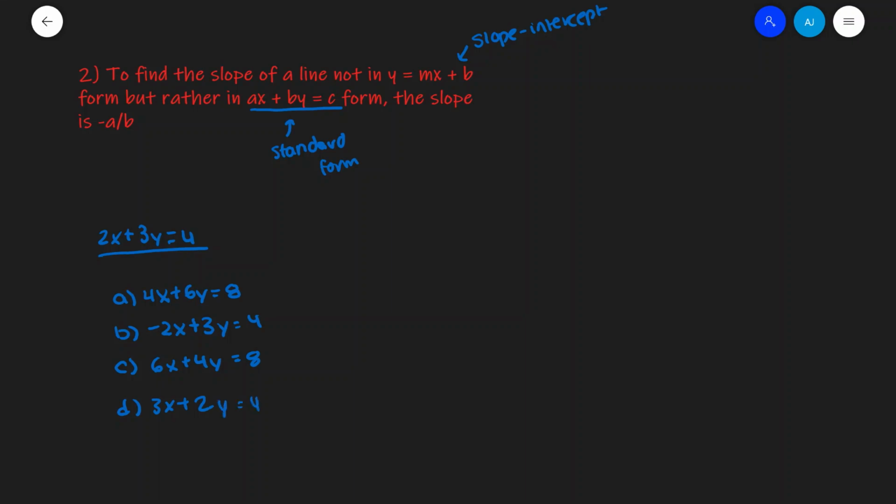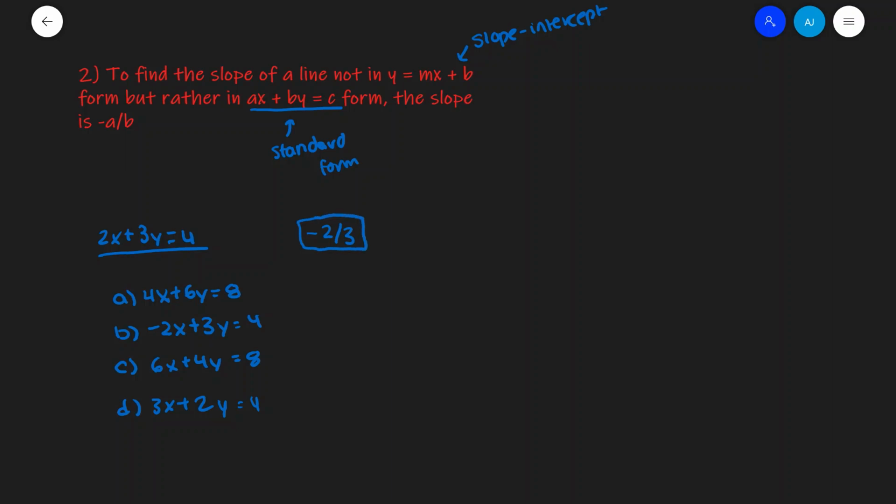Alright, so you could manipulate each answer choice by doing simple two-step equations, and that would get you to the slope-intercept form, but that would take a lot of time. Instead, if you know that the parallel slope just means the same slope, you can simply use negative a over b to see that the slope of the line represented above would be, in this case, a is 2, so it's negative 2 over b, which is 3. So the slope of this line is equal to negative 2 over 3.